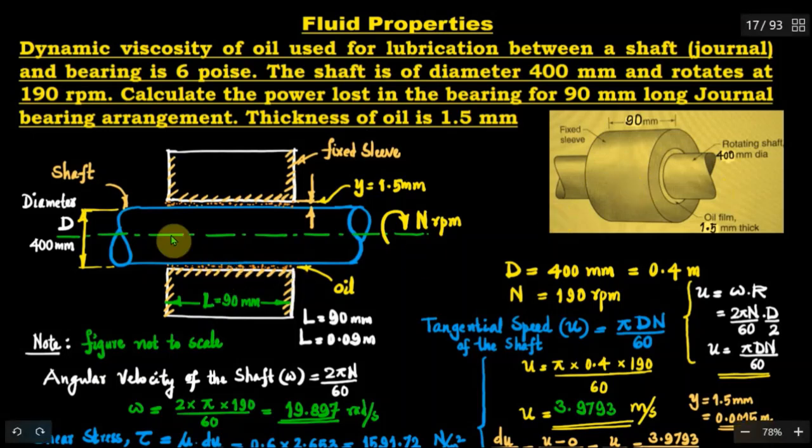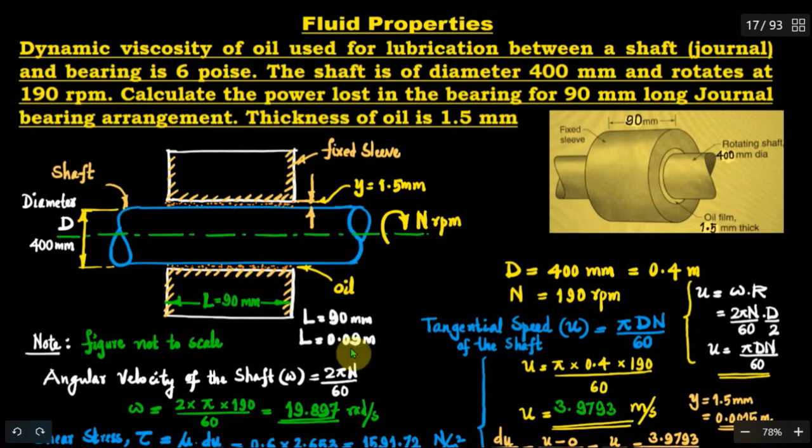So consider the two-dimensional sketch now. Here we have the central shaft, also called journal, with a diameter of 400 mm, and the journal or the shaft is rotating inside a sleeve. The sleeve is shown over here for a length of 90 mm, and the distance between the shaft and the sleeve is filled with oil, and that gap is only 1.5 millimeters. The rotational speed of the shaft in rpm, revolutions per minute, is 190.